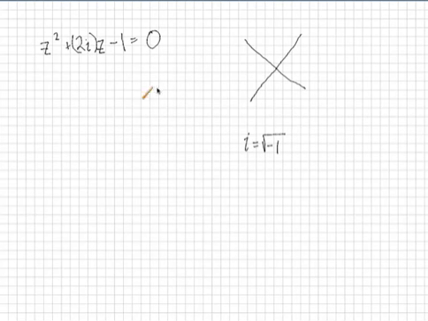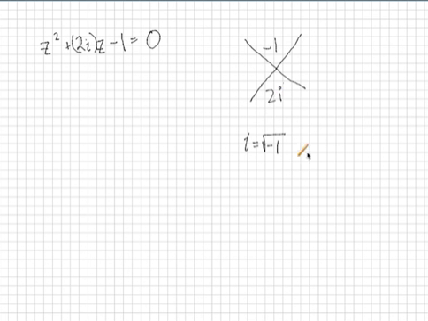If we're going to be able to solve this equation, we have a couple methods we can try. We can try factoring, we can try the quadratic formula. I always try factoring first because it's a little easier. We are going to look for two numbers. It looks like they multiply to -1 and add to 2i.